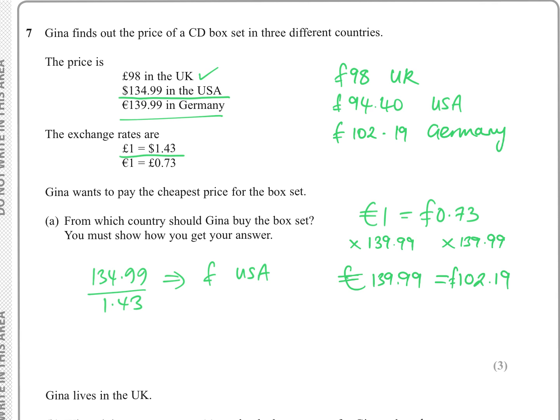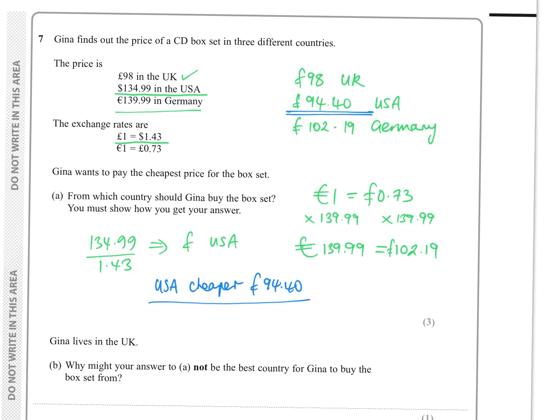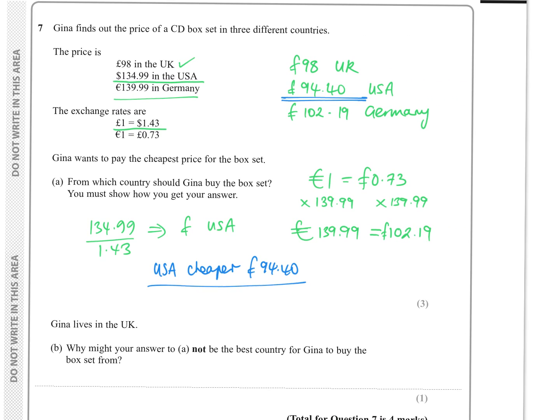So Gina wants to pay the cheapest price for the box set. So from which country should Gina buy the box set? Well, it looks as though the front runner here in terms of being cheaper is the USA. So you would say USA is cheaper, and just put the price there in pounds conversion. And that should be the answer for this part, but then the second part goes on to say, why might your answer to part A not be the best country for Gina to buy the box set from?